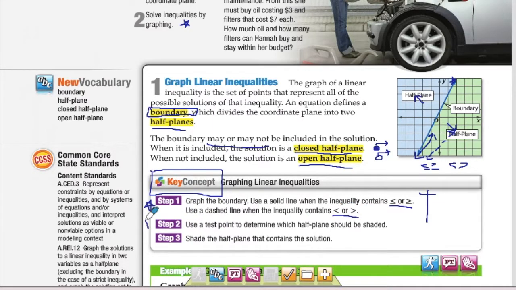Then you're going to use a test point to determine which half plane should be shaded. If the point 0, 0 is open, I always use that point because it's easy to work with zeros. Otherwise, find another point that you can use, and then you're going to shade in the direction that has the solution. So let's look at some examples.